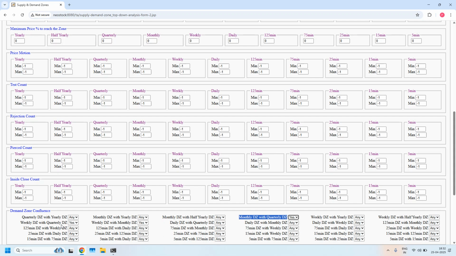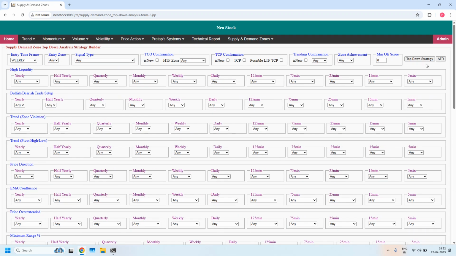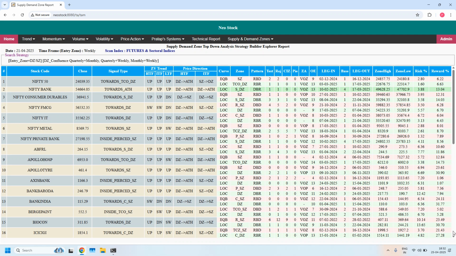That means weekly demand zone should overlap with monthly demand zone. Both together again overlap with quarterly demand zone. Such kind of stocks we want. We got a big list. First 16 stocks in the list. See, both NIFTY and BANKNIFTY weekly zones are weekly demand zones. They are overlapped with monthly and as well as quarterly. Okay, I'm scrolling the list down.